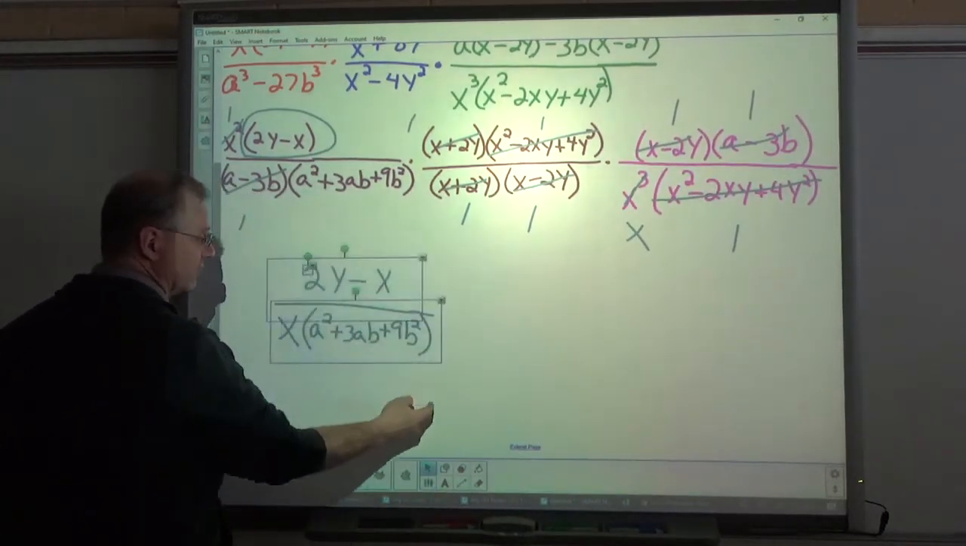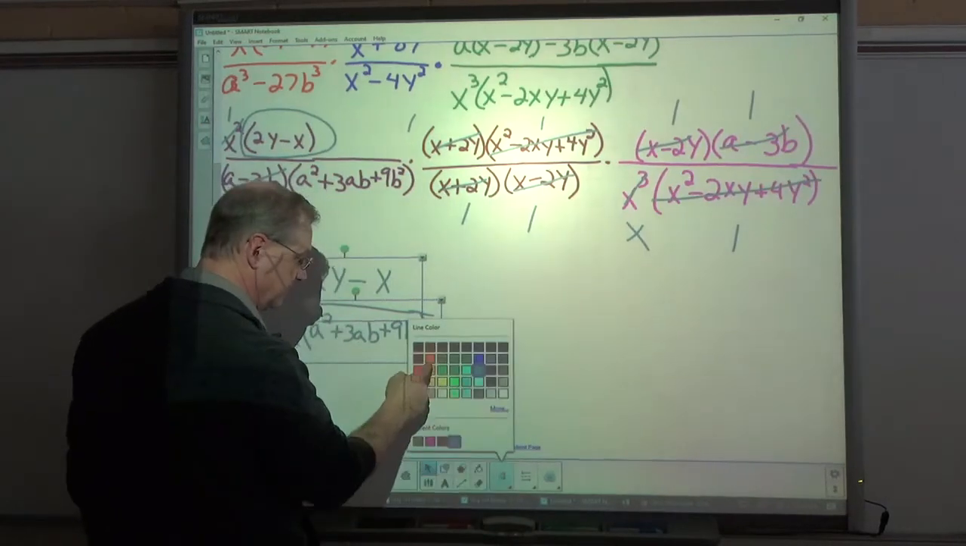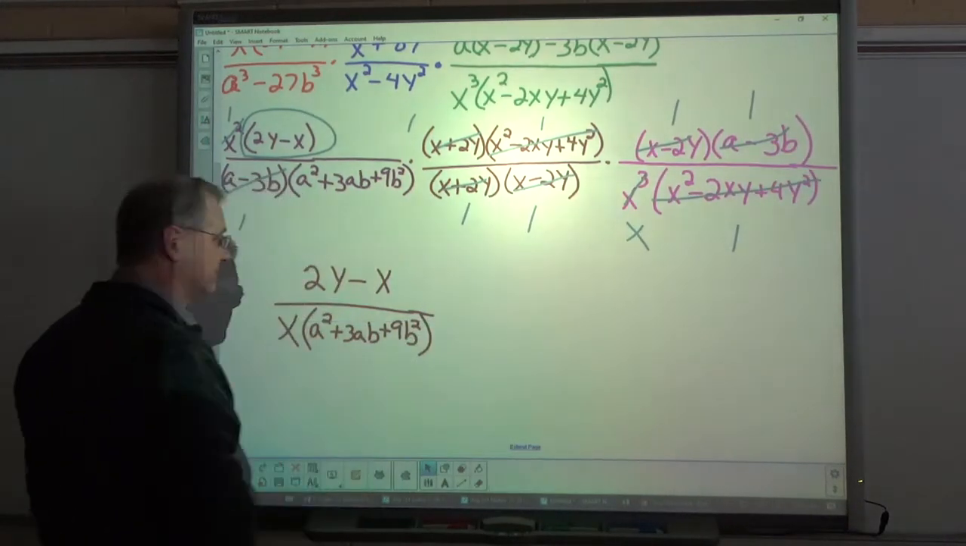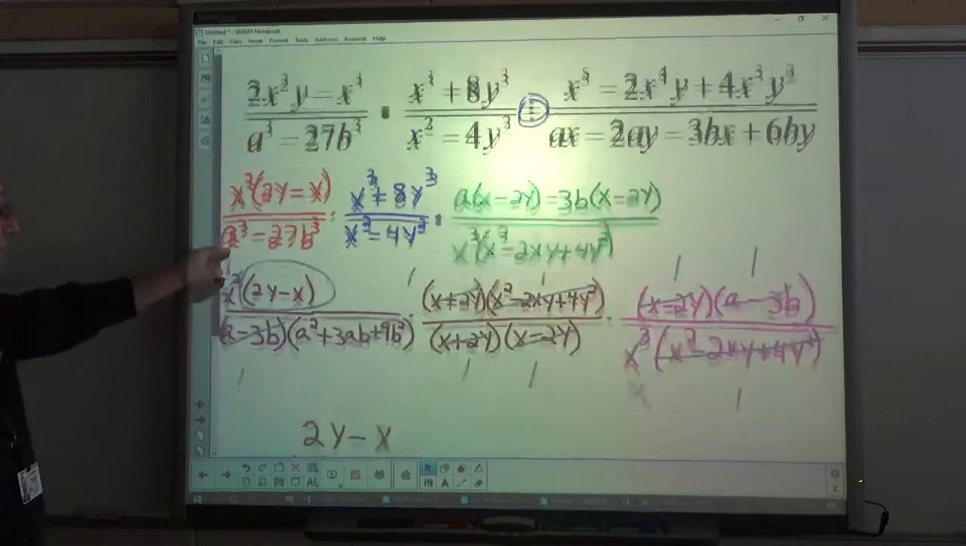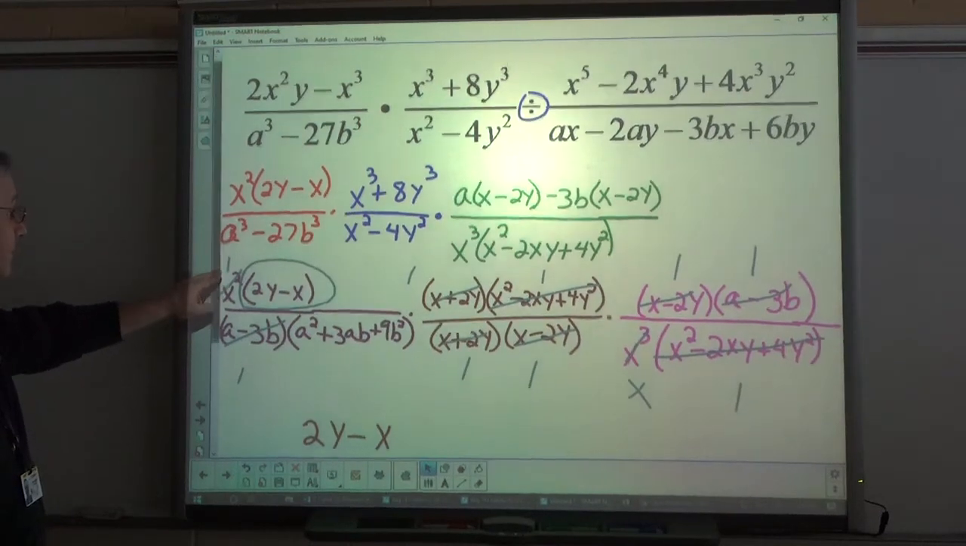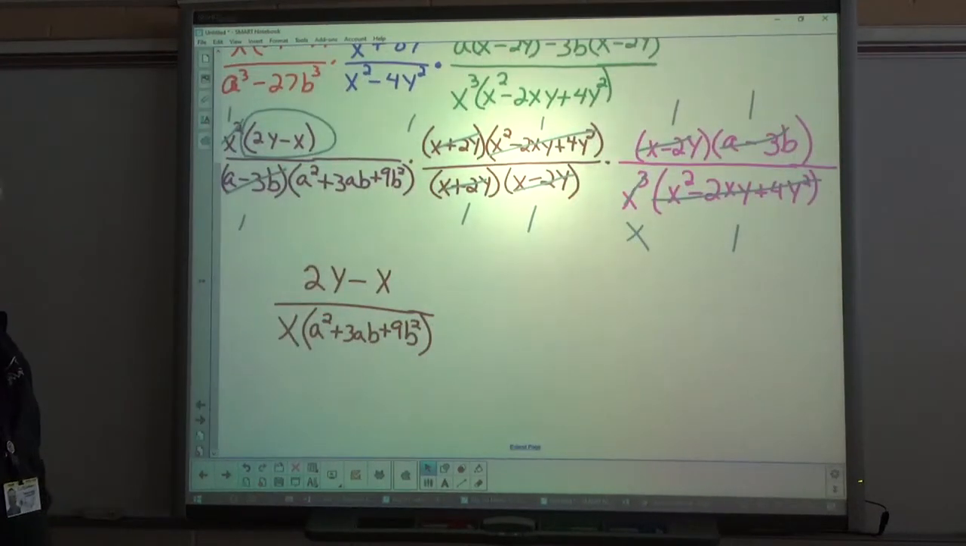Now, I'll just make sure all of that is in a color that's a little easier to see. That's a little easier to see. And there is your final answer. From that to that. Quite a difference. It's not super small, but it's a lot smaller than it was.